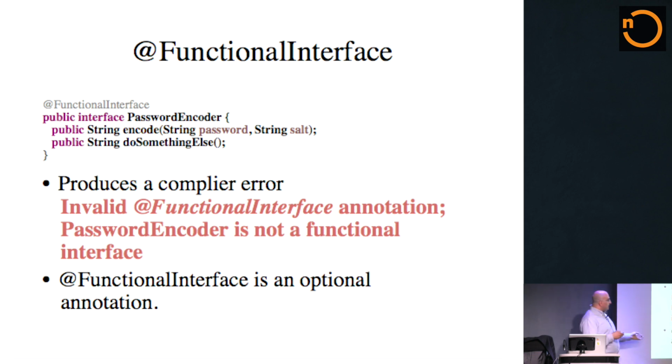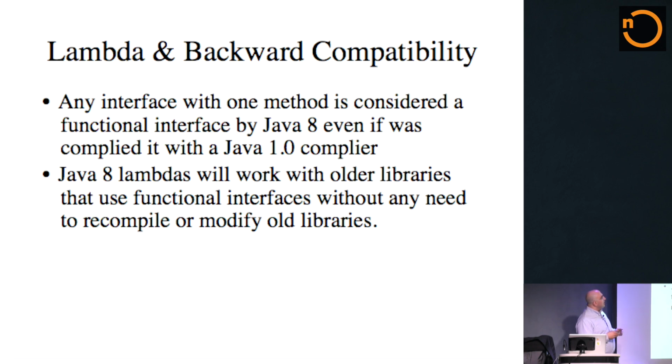It's an optional annotation. You don't have to put it on there for something to be a functional interface. The fact that it's a functional interface is just purely based on the count of methods. So what this means is any interface, even if you compile it with a Java 1.0 compiler, is still a functional interface if it has one method.